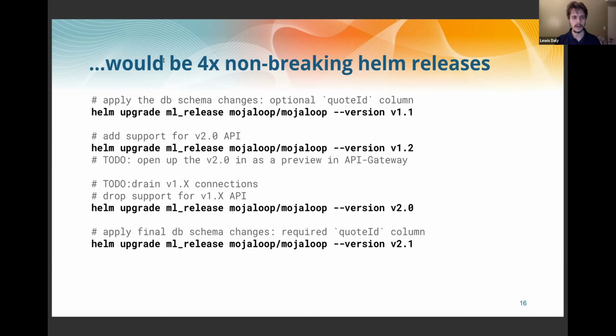So the first thing to do is to make an optional quote ID column on the transfers table in the Central Ledger database. Then we're going to add some support for the V2 API and have both APIs running alongside each other. Thirdly, we're going to remove support for version 1.0 of the API, so only requests that contain the quote ID field will be accepted. And then finally, make the quote ID column, which we said was optional, so nullable, required on our table.